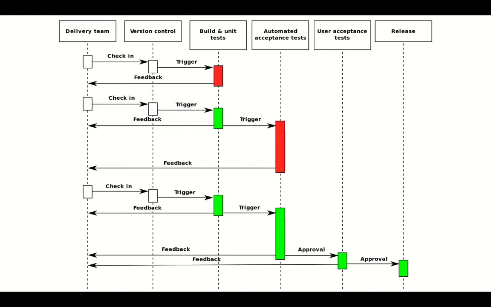Another way to look at this, again, a very similar way. You see also there's always these feedback cycles. So check in, see if it works, get some feedback, build, check in, feedback, build, feedback, automated acceptance, user acceptance testing, and final approval for release.